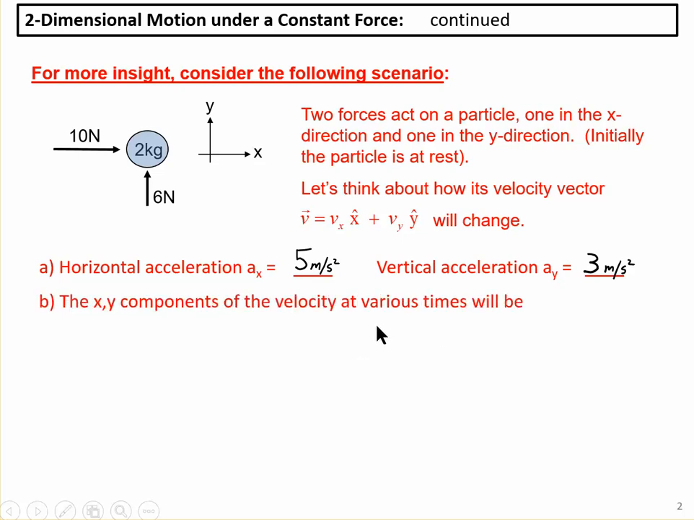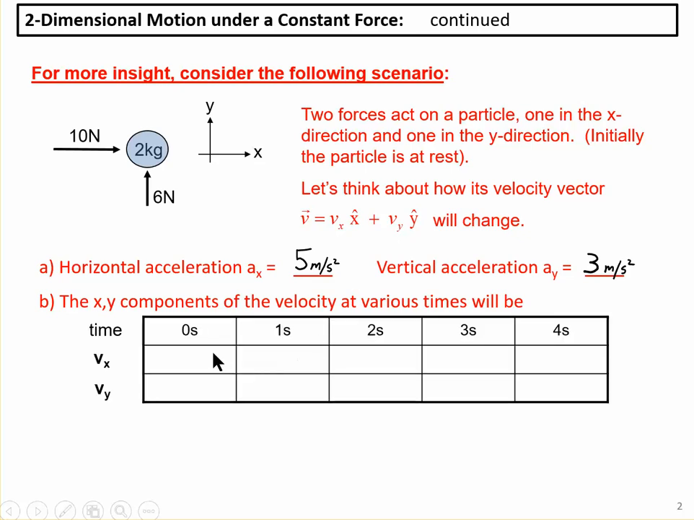Okay, so with that in mind, let's think about how these velocities, the horizontal and vertical components of the velocities, are going to change. So let's fill out this chart here. Initially, we're told that the object's not moving. So let's focus on its horizontal motion first. It's got no horizontal motion initially, but it's experienced a 5 meter per second squared horizontal acceleration. And let's remind ourselves what that means. That means every second that goes by, the object gains 5 meters per second worth of horizontal velocity.